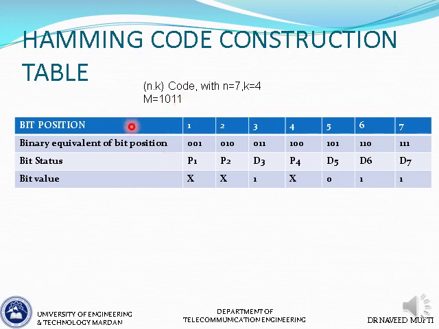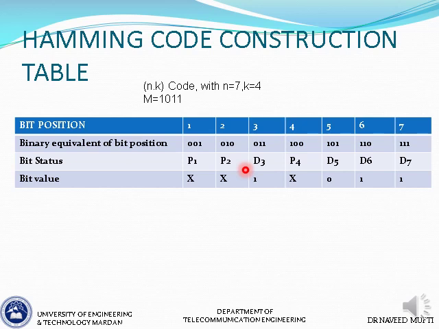First of all you need to draw a table like that, where the first row can be the bit positions. Because it's a 7/4 code, you need 7 bit positions here. And then the second row is basically the binary equivalent of the bit position. Because there are 7 positions, we need 3 bits to express the binary equivalent of every position. So here we have the binary equivalents of all the bit positions as shown here. And then the third row is that of the bit status. In this, the bit positions are fixed: which bit positions will be parity bits and which will be data bits is pre-decided.